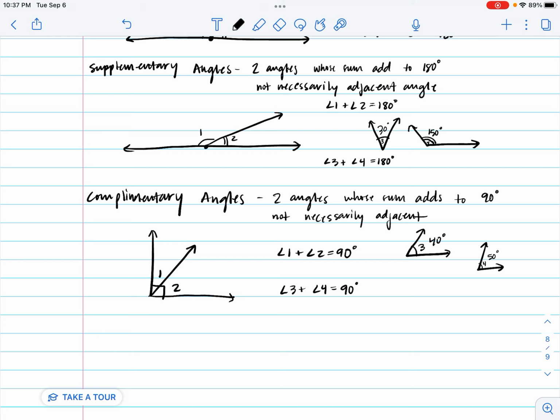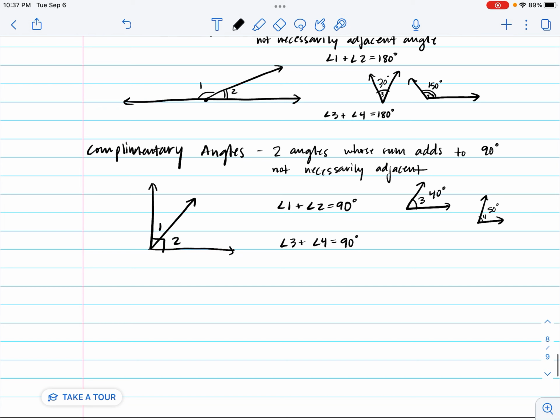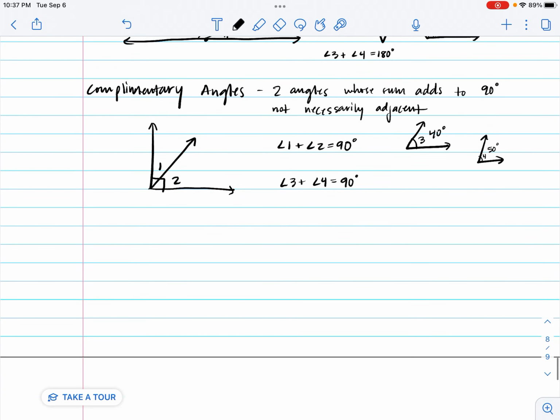You could also think of C as a corner. You could clearly see a corner here. So it's a 90-degree angle. That's another way to think about it. Okay? We have two more definitions and then we're done.